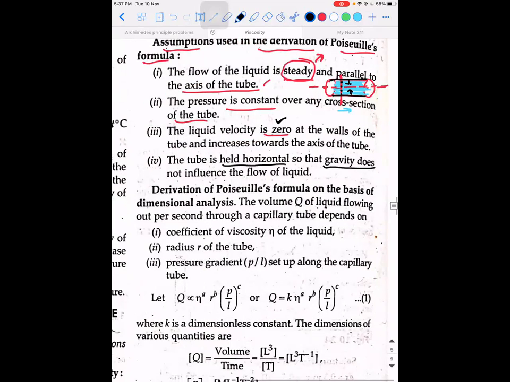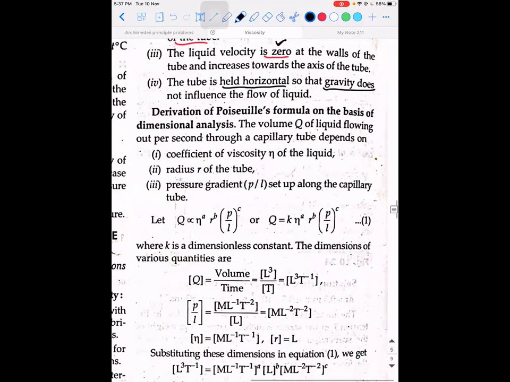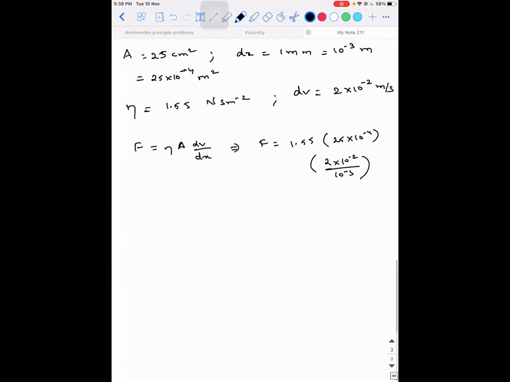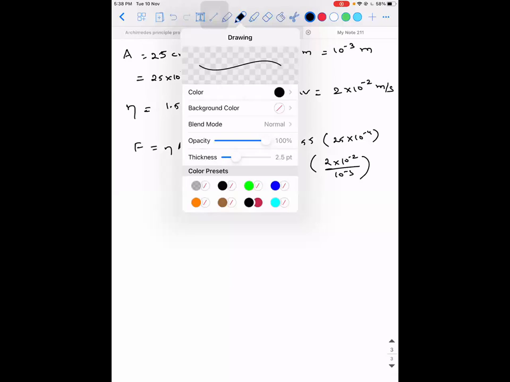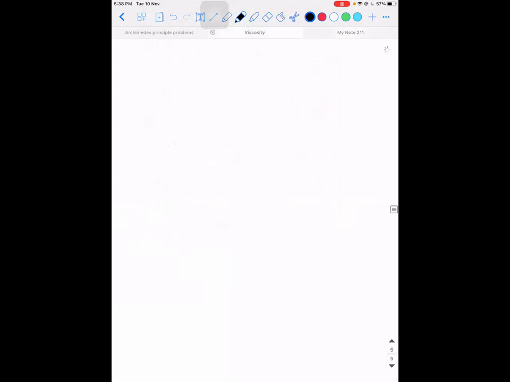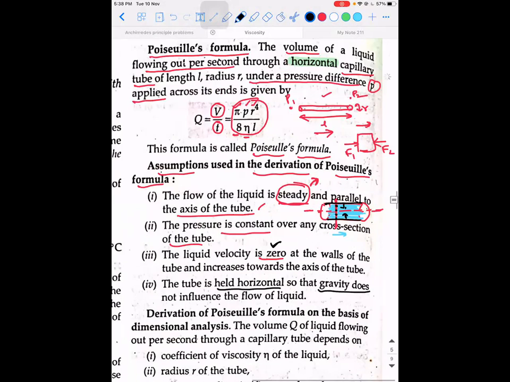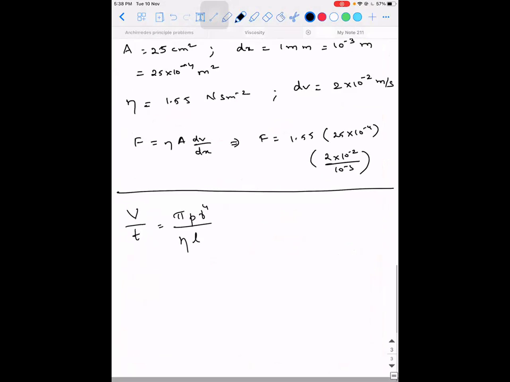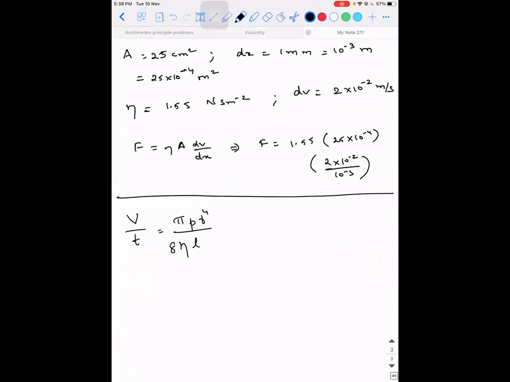Let's see what is the derivation of Poiseuille's formula. So what does it state? You guys would have written it, no? Amount of volume flowing per unit time is equal to pi P into r power 4 by 8 eta into L. Sorry, it's not I, it is L. I forgot 8.